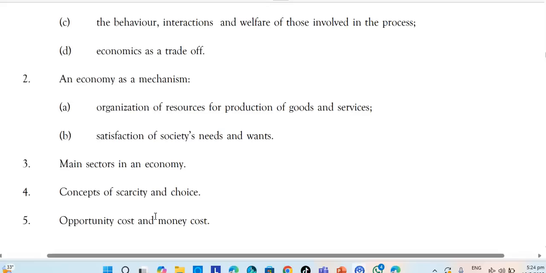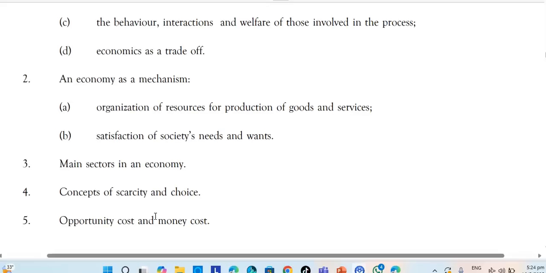What would be the opportunity cost? The project not being completed. You didn't choose any one of them. You didn't start anything. You didn't choose to build the road. You didn't choose to build the hospital. So that would be the opportunity cost.